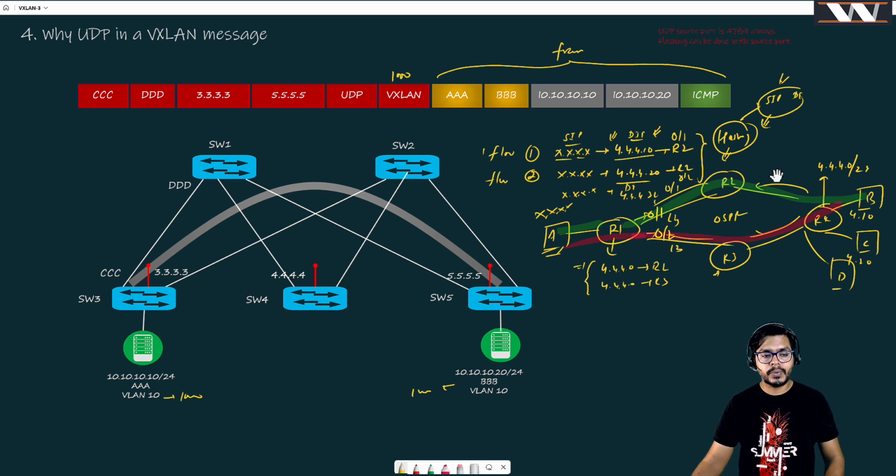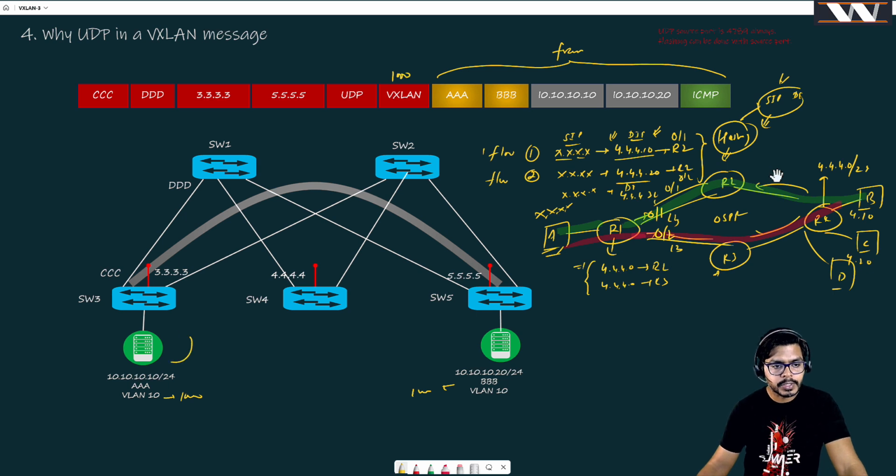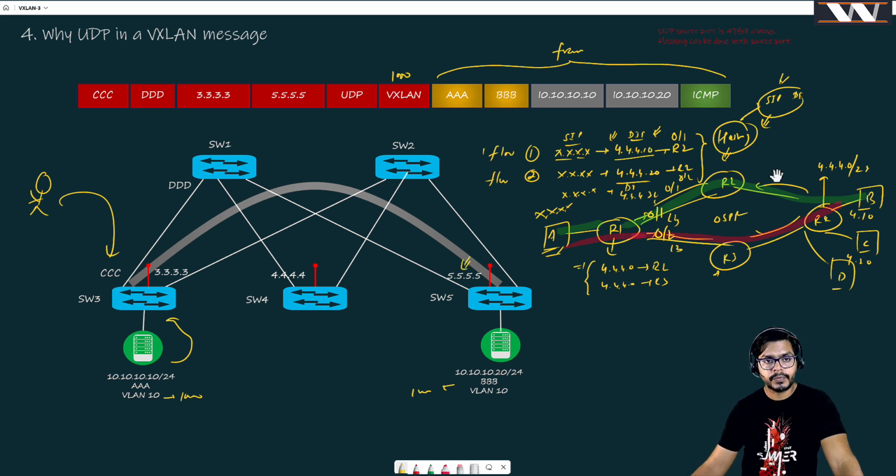Now just try to understand, when this message goes here, the intelligent guy, the control plane guy, will inform that you are sending a message to BBBB, and that is behind 5.5.5.5, and that is why you are putting source as 3.3.3.3 and destination as 5.5.5.5. Source MAC address is going to be CCCC and destination MAC is going to be DDDD, as simple as that. And here is my problem.